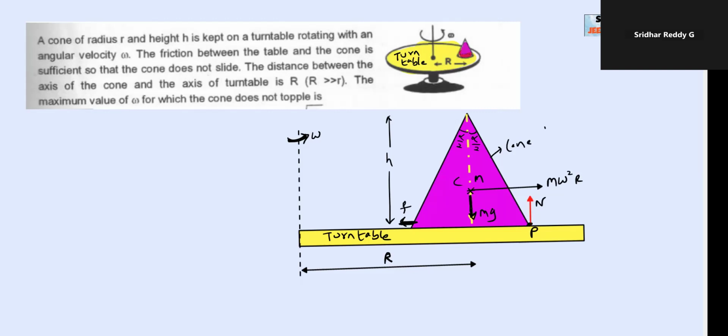Once again, I'm repeating: about the center of mass, torque due to centrifugal force is zero, because it intersects the axis of rotation. Torque due to weight will be zero, it intersects the axis of rotation. Torque due to friction will be clockwise. Then who will balance the torque due to friction? The torque due to normal contact. It should be like this. We'll show everything, the torque due to friction.